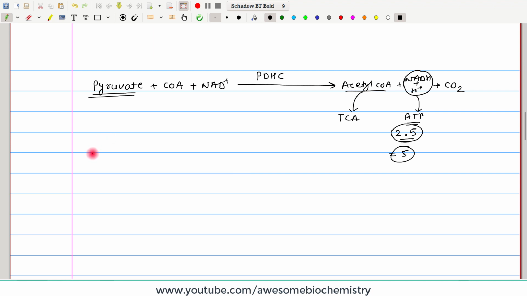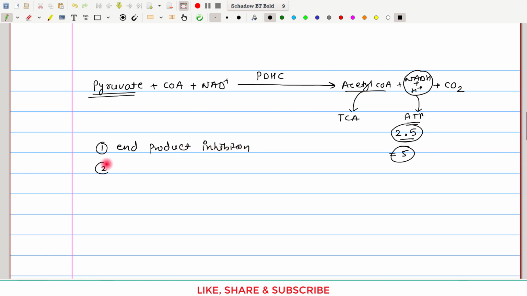Now next we need to see the regulation of the pyruvate dehydrogenase complex. So the pyruvate dehydrogenase complex is regulated in 2 different ways. One way is end product inhibition. And the second way is covalent modification of the enzyme. Let's first look at this end product inhibition.